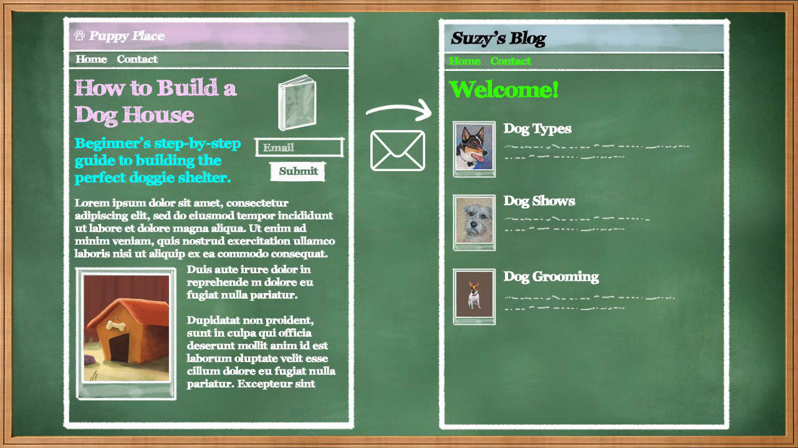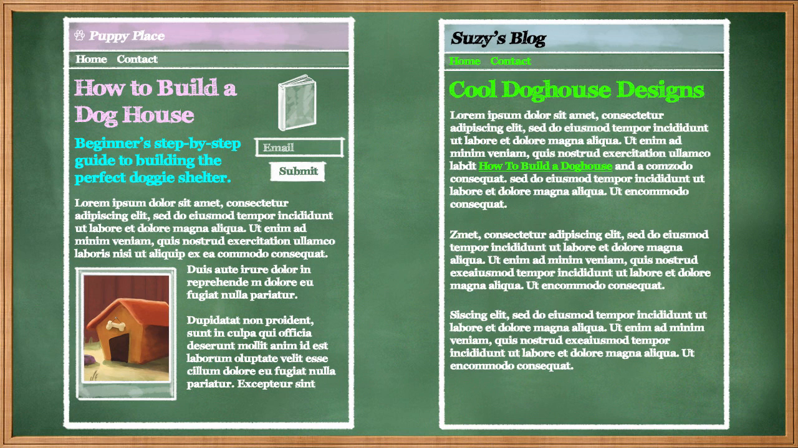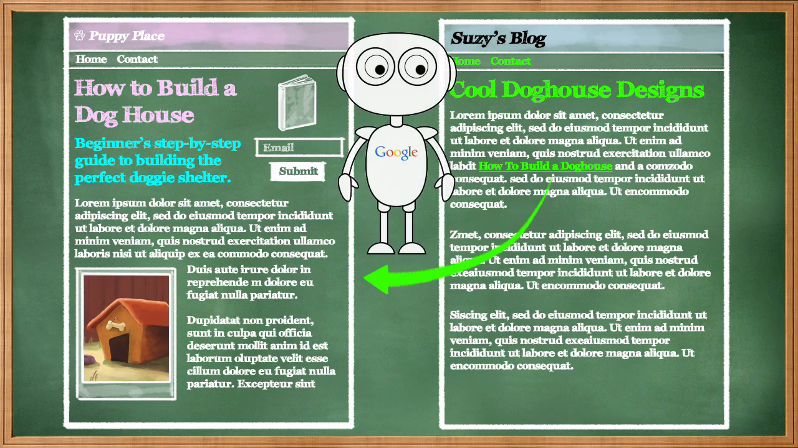Susie likes Tom's article, so she publishes it on her website. Now, Tom's article contains a link to his own website, of course. So hence, Tom has just attained a link, a backlink, from Susie. A couple of days later, one of Google's bots comes to Susie's website, and the bot sees this new article, Cool Doghouse Designs. And Googlebot also sees this newly created link pointing to Tom's Puppy Place website.